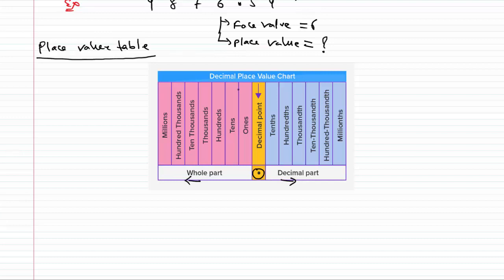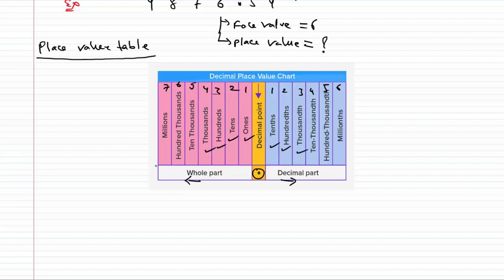Let's mark the position of digits in the whole part from right to left as 1, 2, 3, 4, 5, 6, 7. Similarly, let's mark the position in the decimal part from left to right as 1, 2, 3, 4, 5, 6. In the whole part, position 1 is known as ones, position 2 is known as tens, position 3 is known as hundreds, position 4 is known as thousands, and so on. Similarly, in the decimal part, position 1 is known as tenths, position 2 is known as hundredths, position 3 is known as thousandths, and so on.